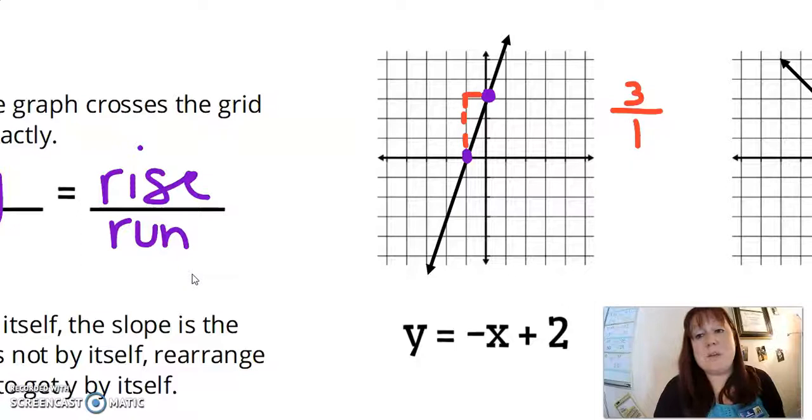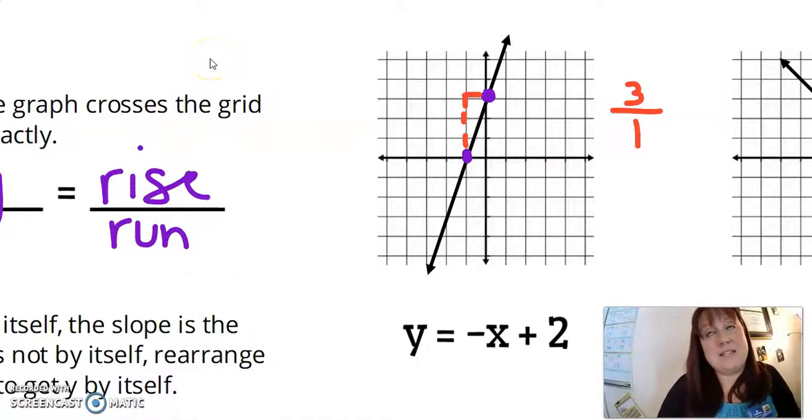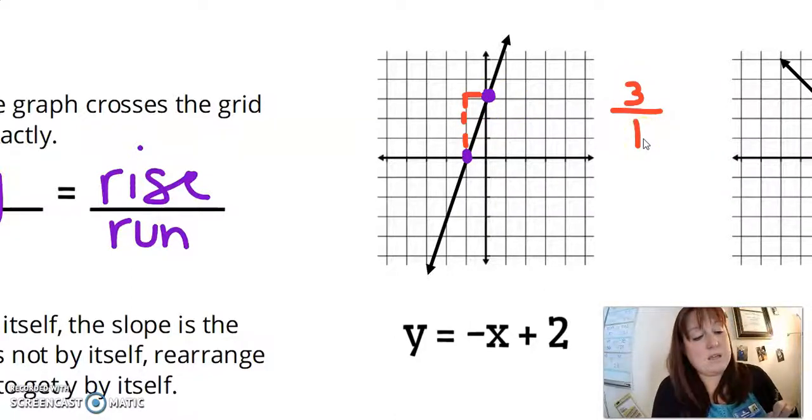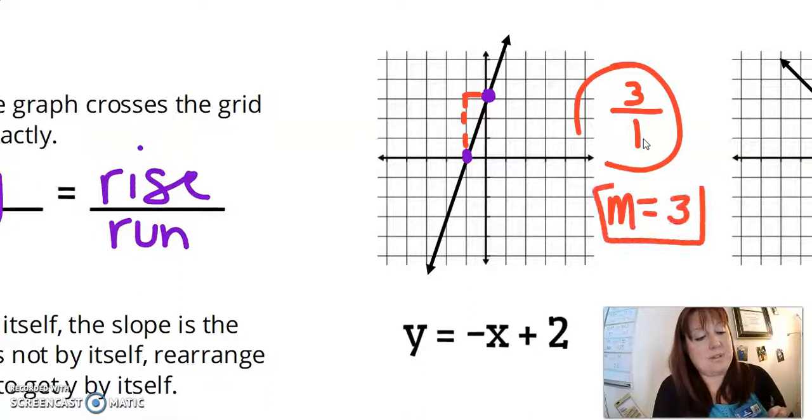And now here's where people forget. I just did it and didn't think to say it. I went up 3, so that's a positive 3. And then I went right 1, which is also in the positive direction, correct? So it's a positive 1. So my slope for here is positive 3. And remember, m is the letter we use to represent slope.